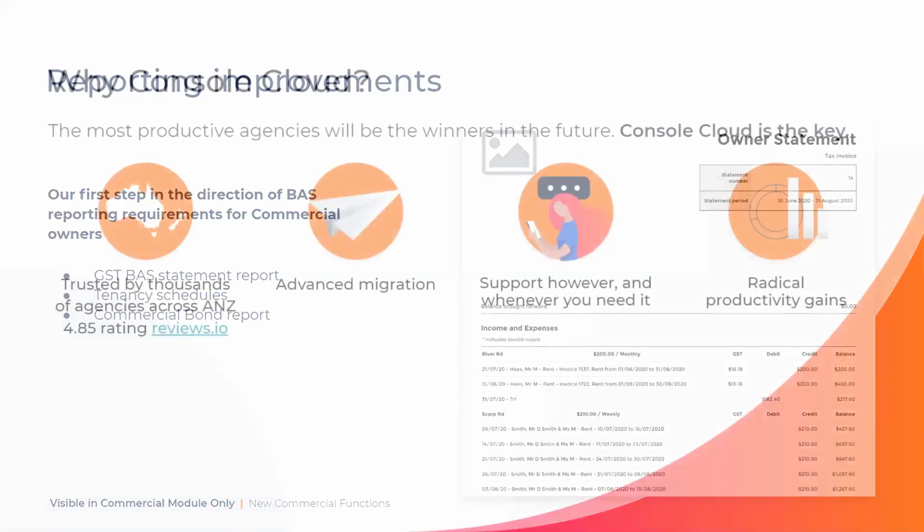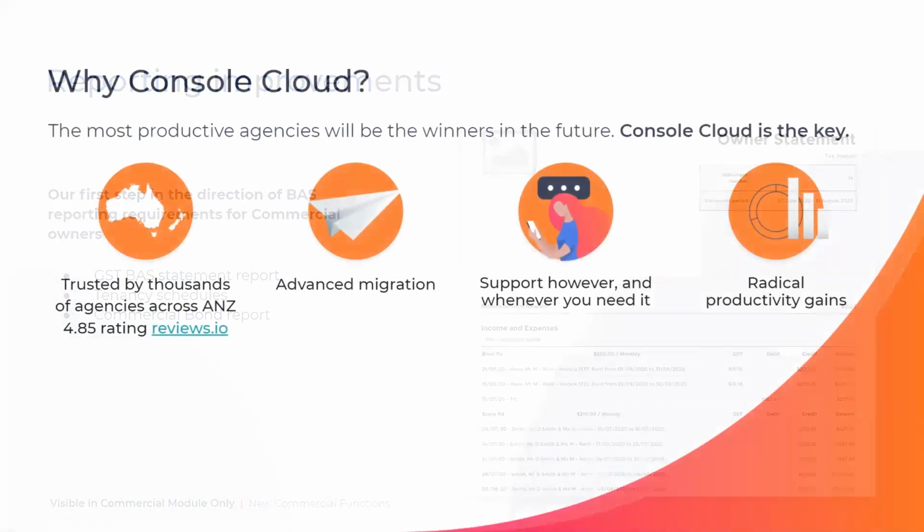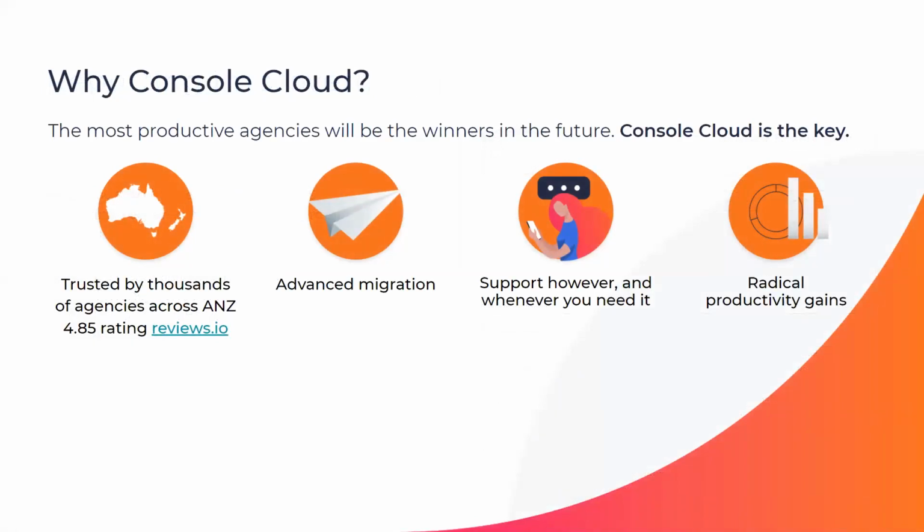Groovy. Thanks, Kent. So just to summarize for everyone, our commercial module is here to take your property management to new heights with our all-in-one platform designed for your agency's success. And we're really excited to announce that we've been ranked in G2's top software seller list across Australia and New Zealand, alongside other Aussie greats like Atlassian, Canva, and Xero.